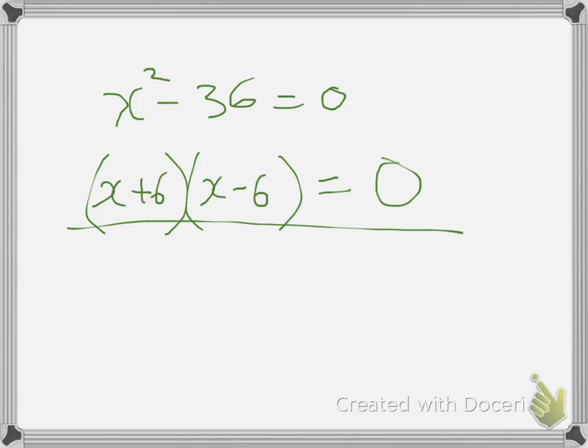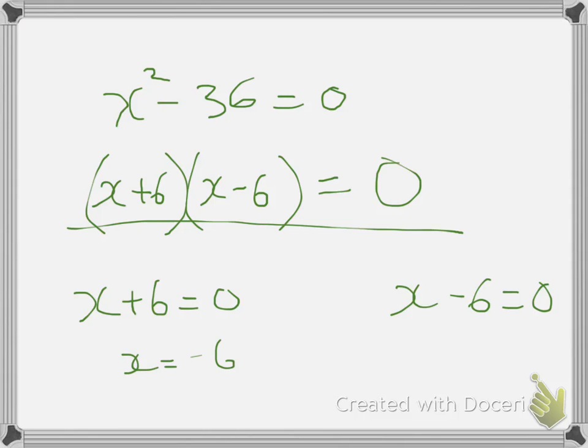Okay, that's fully factorised. Again, there are two solutions. X plus 6 has to equal 0, and x minus 6 has to equal 0. One solution would be x equals minus 6. The other solution will be x equals 6.